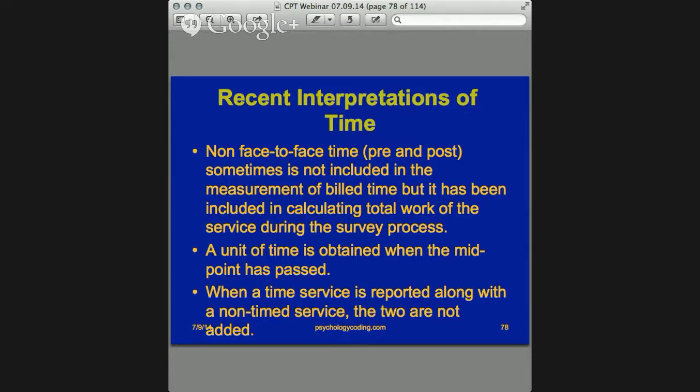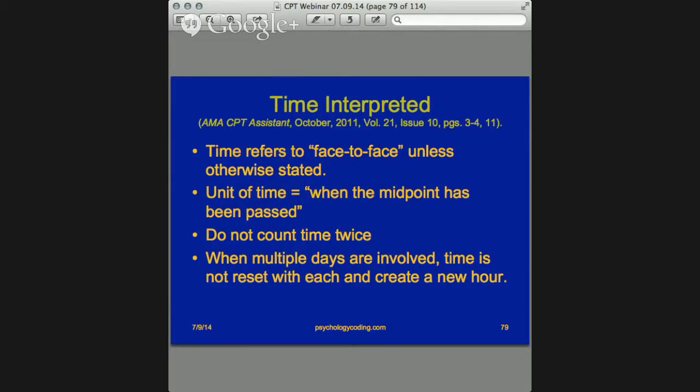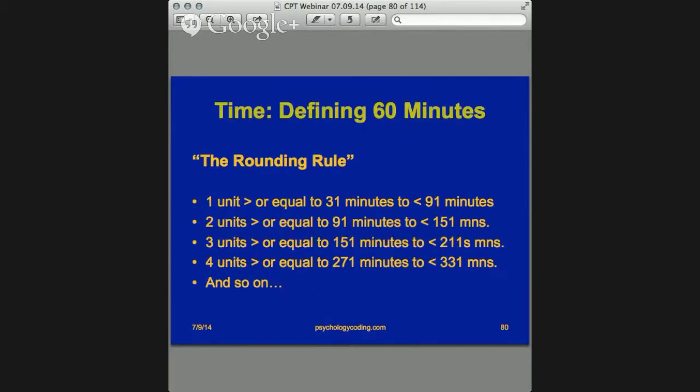For technical services, a unit of time is obtained when the midpoint of an activity has occurred. So testing in many ways is not reportable until, for example, in psychological testing, it has reached the 31-minute mark. When a time service is reported along with a non-time service, the two are not added, as in the case of the computerized testing code. Time refers to face-to-face, and unit time is when the midpoint has been passed. Do not count time twice, and where multiple days are involved, time is not reset with each day to create a new hour. All right, so here's the rounding rule. 1 unit is at least 31 minutes, but less than 91 minutes, and so forth.